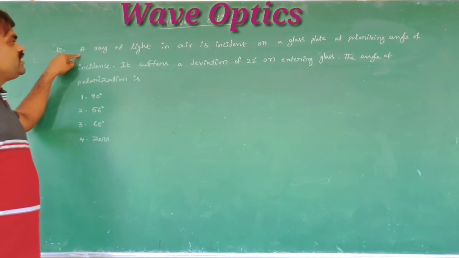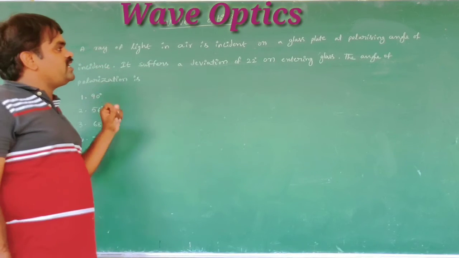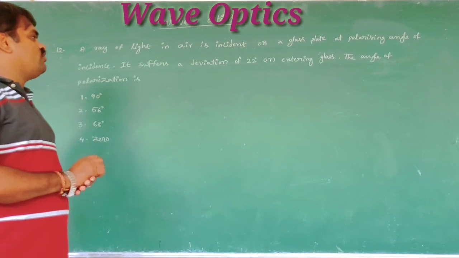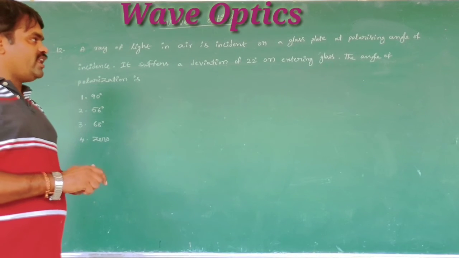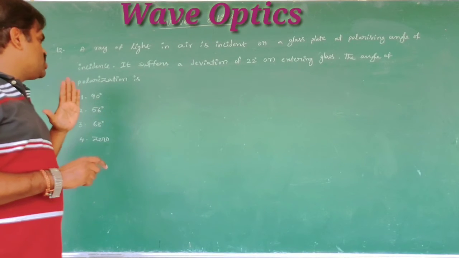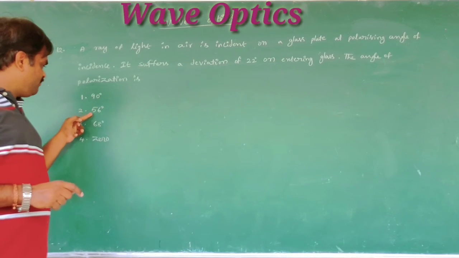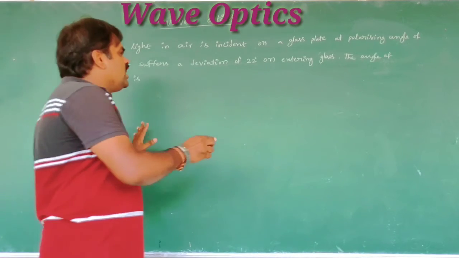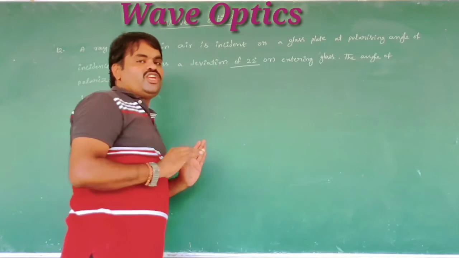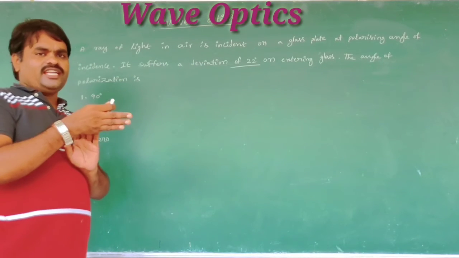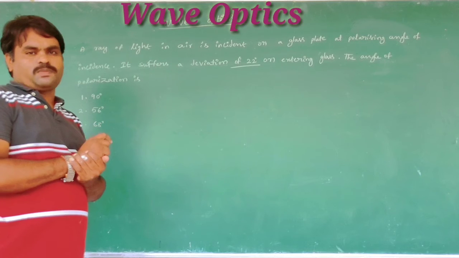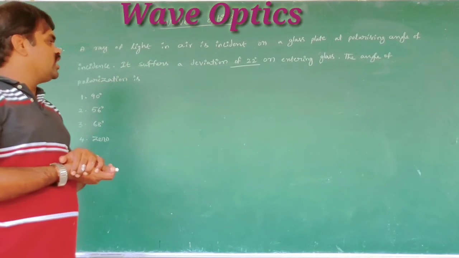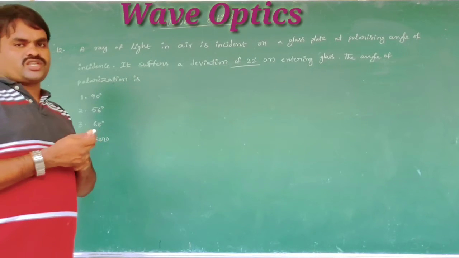A ray of light in air is incident on a glass plate at the polarizing angle of incidence. It suffers a deviation of 22 degrees on entering glass. The angle of polarization is: 90 degrees, 56 degrees, 68 degrees, 0. Here they gave only the deviation when the light is incident on the glass plate. It suffers a deviation of 22 degrees. Find the angle of polarization.